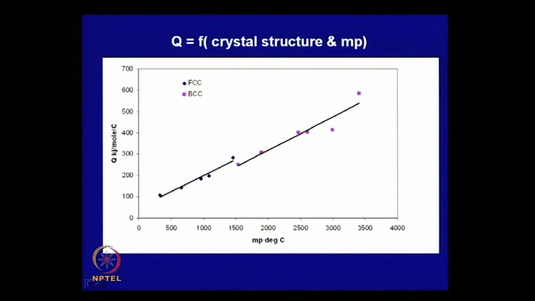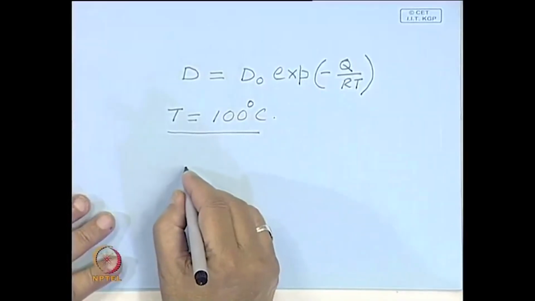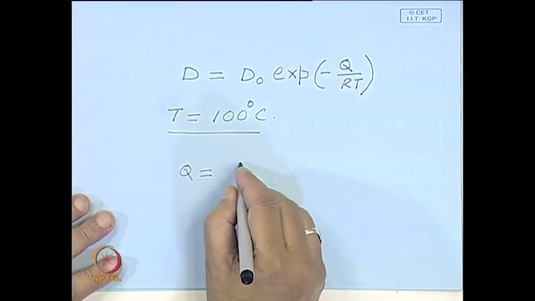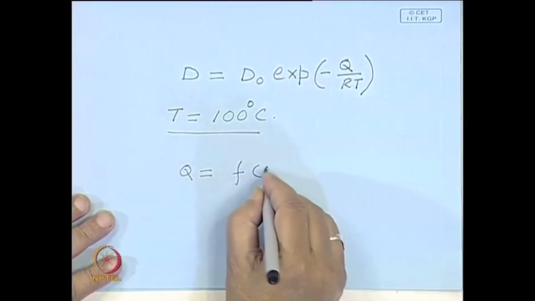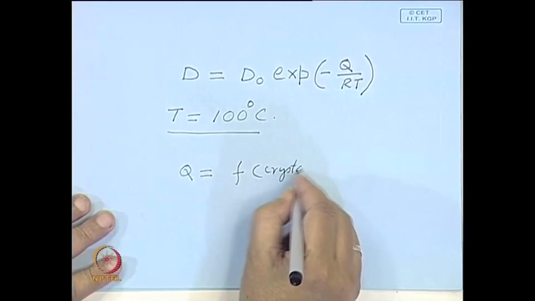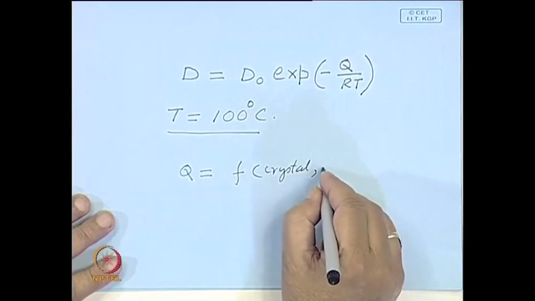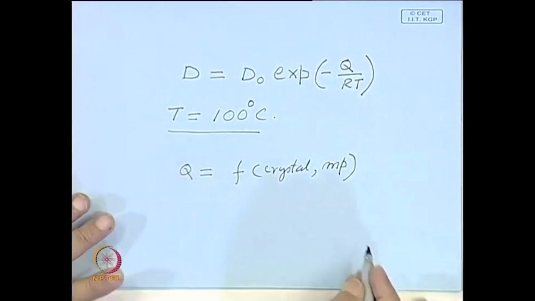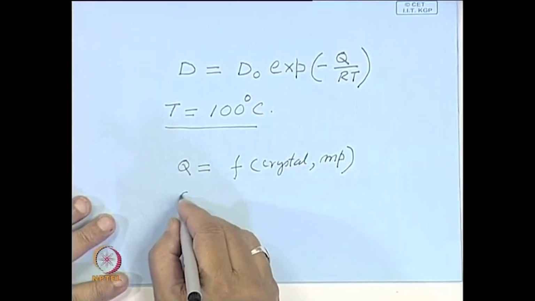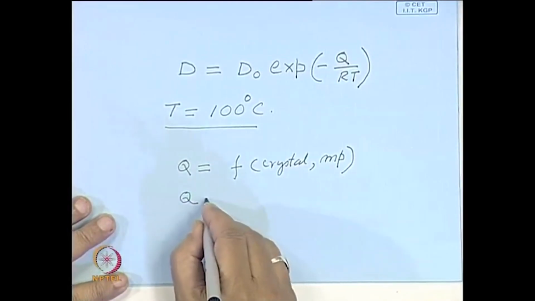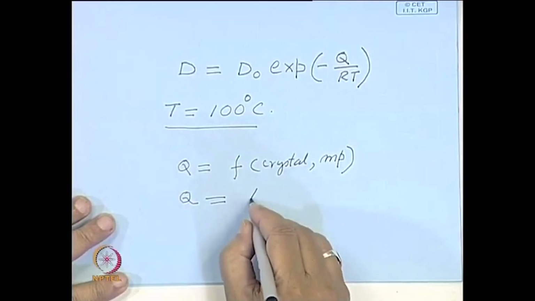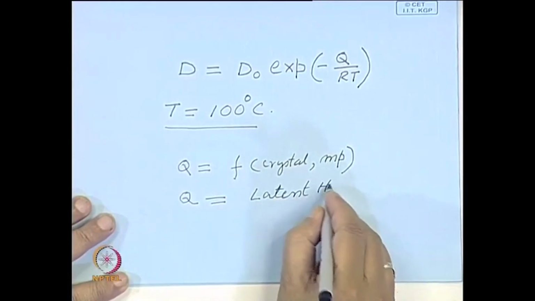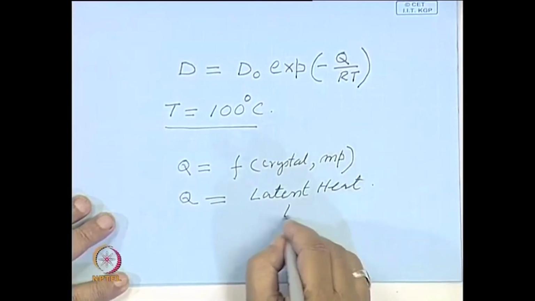In the same way, we have just seen that activation energy depends on crystal structure, and it also depends on melting point. Now, you can try and find out, is there a similar relationship between Q and latent heat of melting. Latent heat of melting.